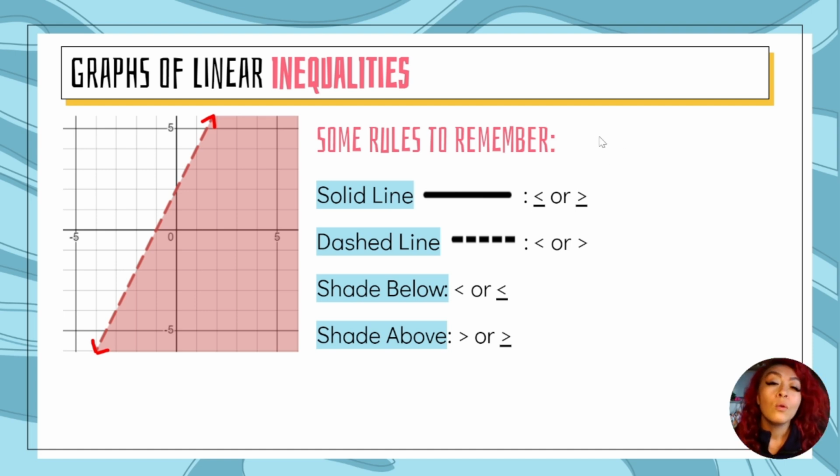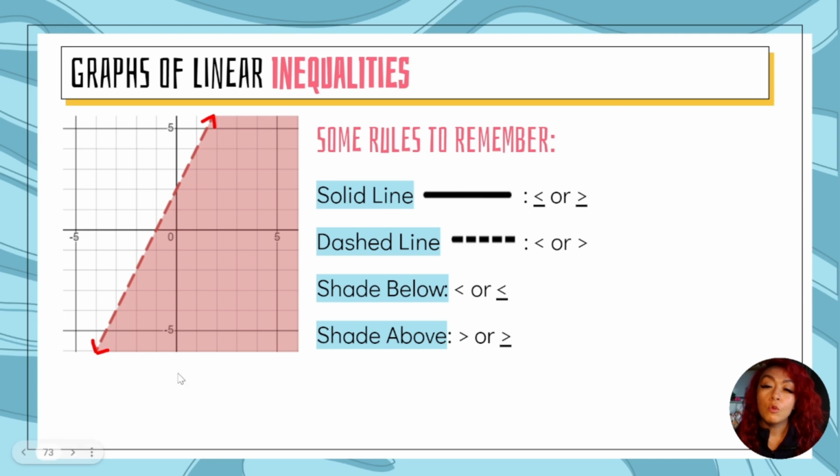So when we have less than or equal to or greater than or equal to, we'll use a solid line to graph the inequality. A dashed line is used for inequalities that include less than or greater than. This indicates that our inequality is not equal to.